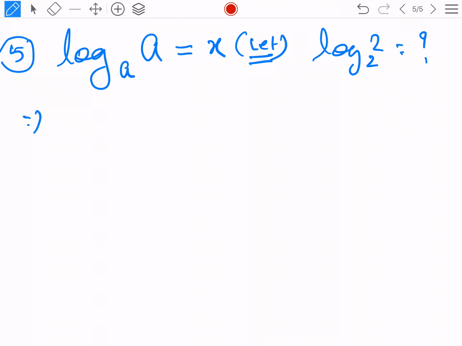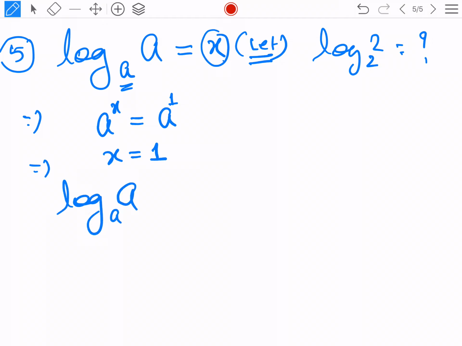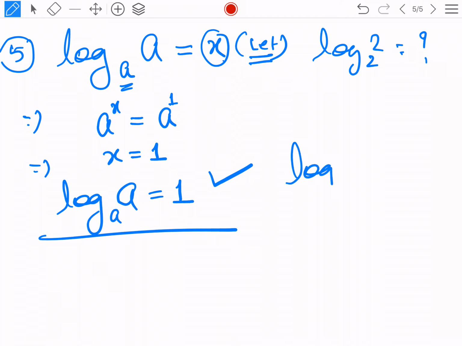Then according to conversion of the log function into exponential function, it implies a to the power of x is equal to a, and 1 is always the power of any number, so it implies a to the power of x is equal to a to the power of 1. If we compare these, then it implies x is equal to 1. So log of a base a is equal to 1. So this is also a very important formula. For example, log of 5 base 5 is 1.